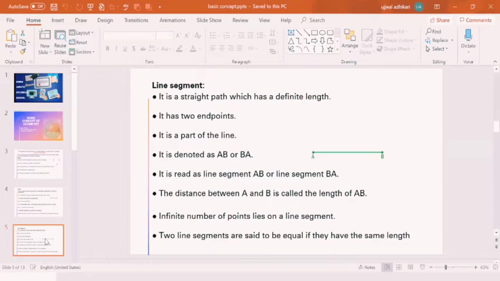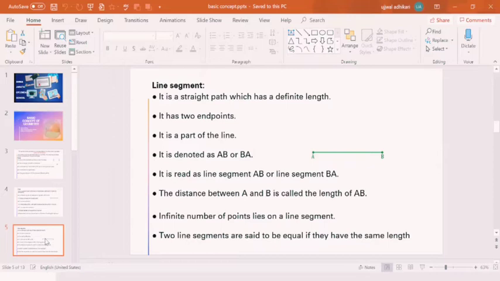It has two end points. In the given figure, AB is the line segment because it declares the segment. It has the length. It is the part of the line. It is the segment of the line. So it is called the segment of line, or line segment. It is denoted by AB or BA. In both directions, you can denote the line segment.